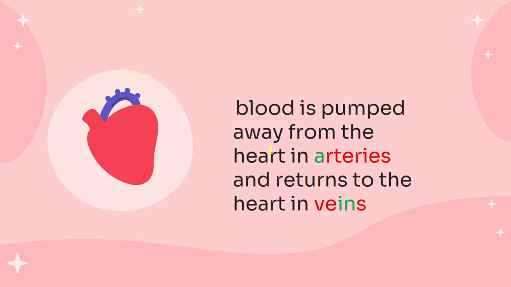Moving on, blood is pumped away from the heart in arteries and returns to the heart in veins. So a way to recall these names is by using this trick. I've been using it during my O levels. So arteries start with an A, and the word "away" also starts with an A. So whenever they say an artery, they mean that the blood is flowing away from the heart. While for the veins, there are two letters, the I and the N, which are coming beside each other, making the word "in". So it is going into the heart.